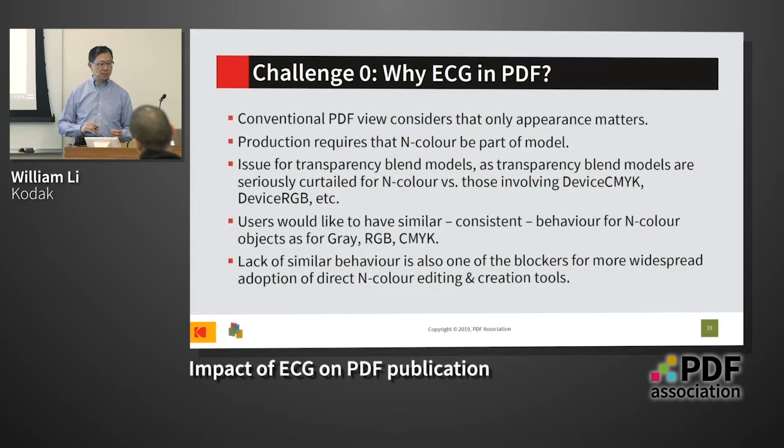Today, you can do some things with transparency if you have 7 colors, 5 colors, 6 colors, separations in your PDF, but most things just don't work. In order for it to be attractive to people that make tools that author PDF, you want to make it so that there's consistent behavior for these N-color objects, just like you would have in today's PDF model for gray, RGB, and CMYK. Right? So that's one of the blockers.